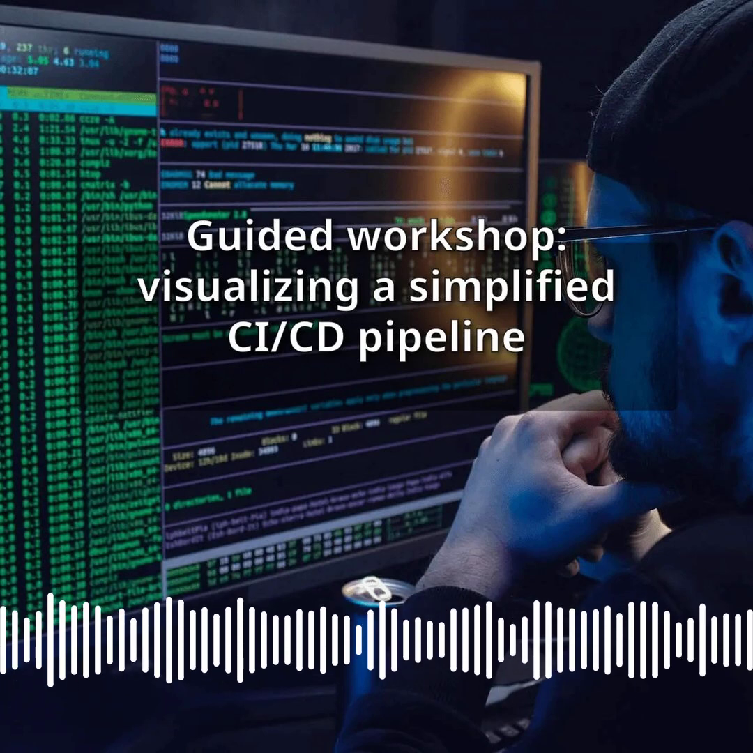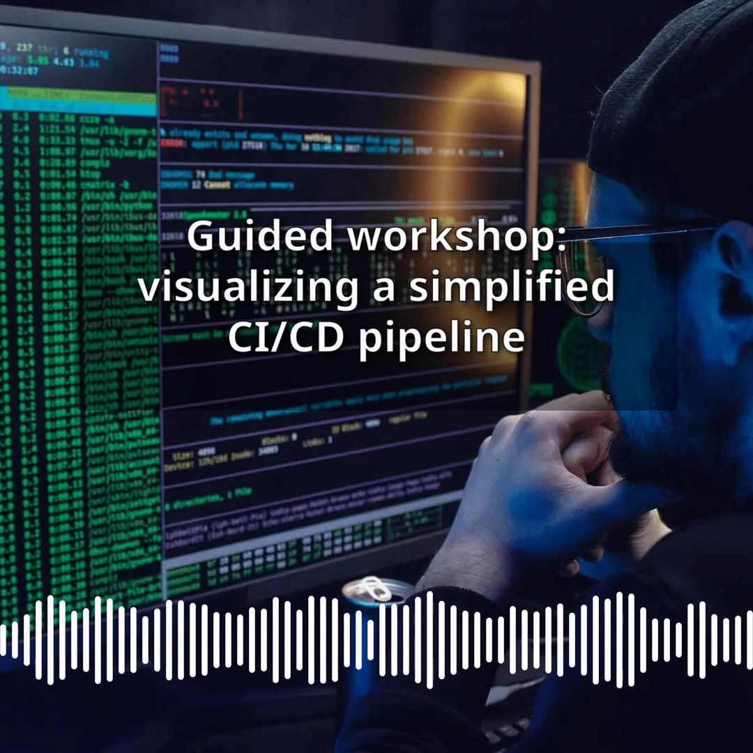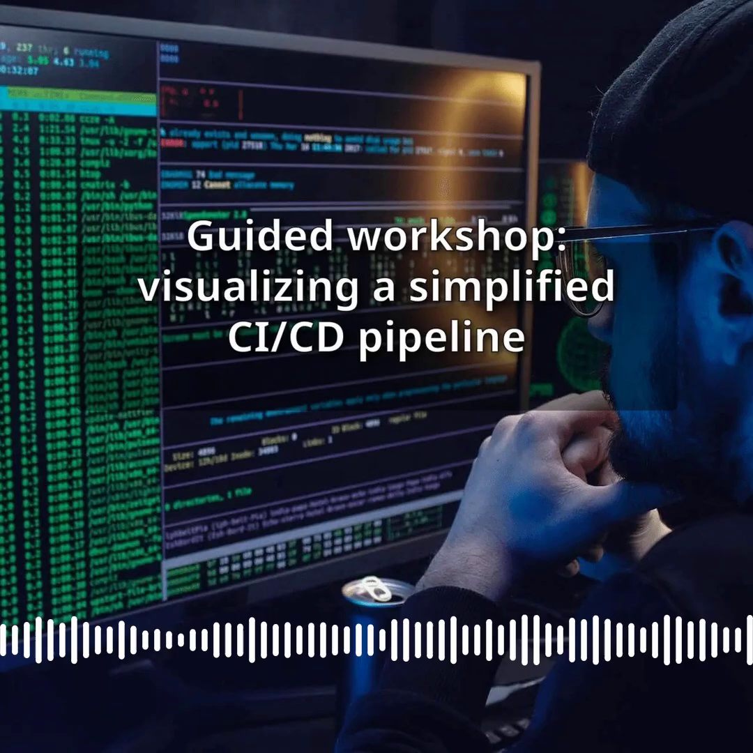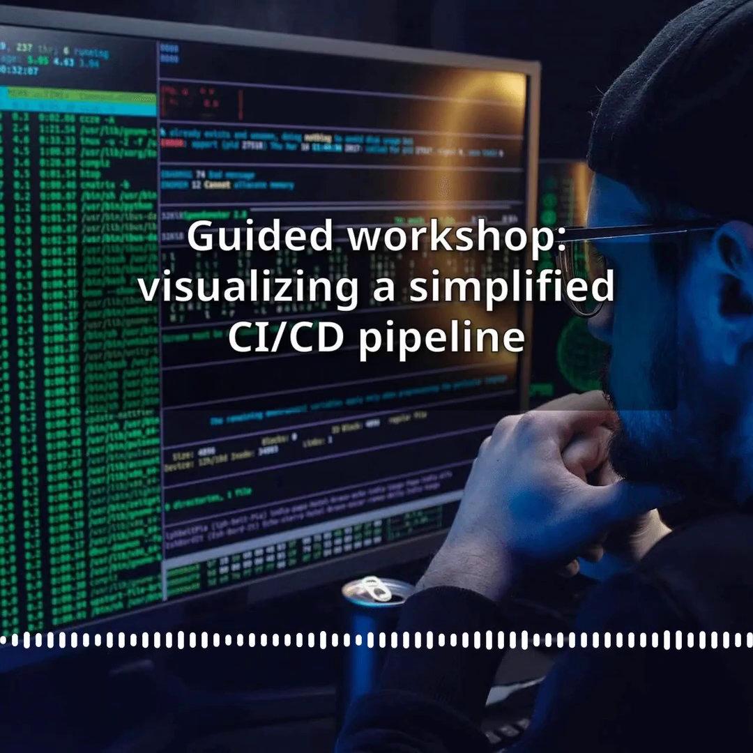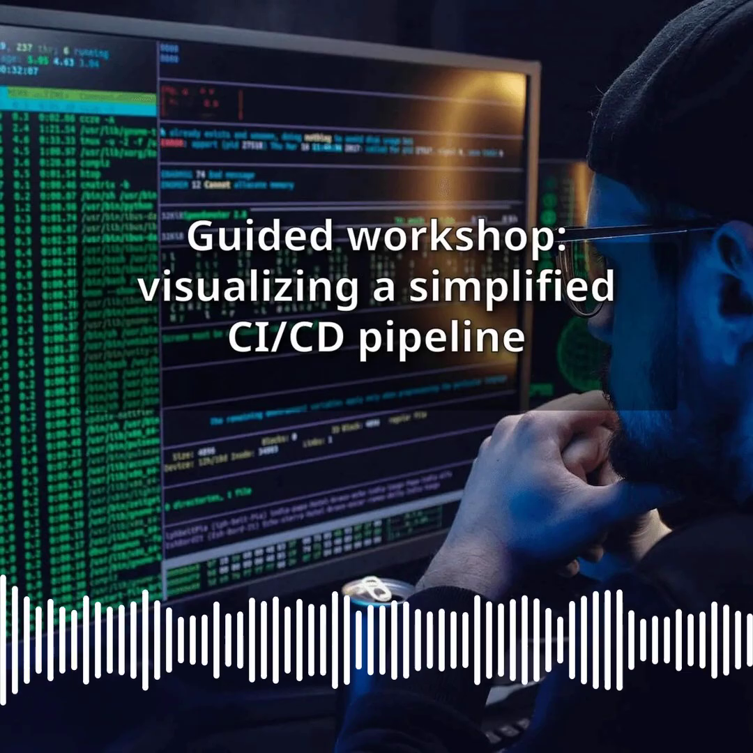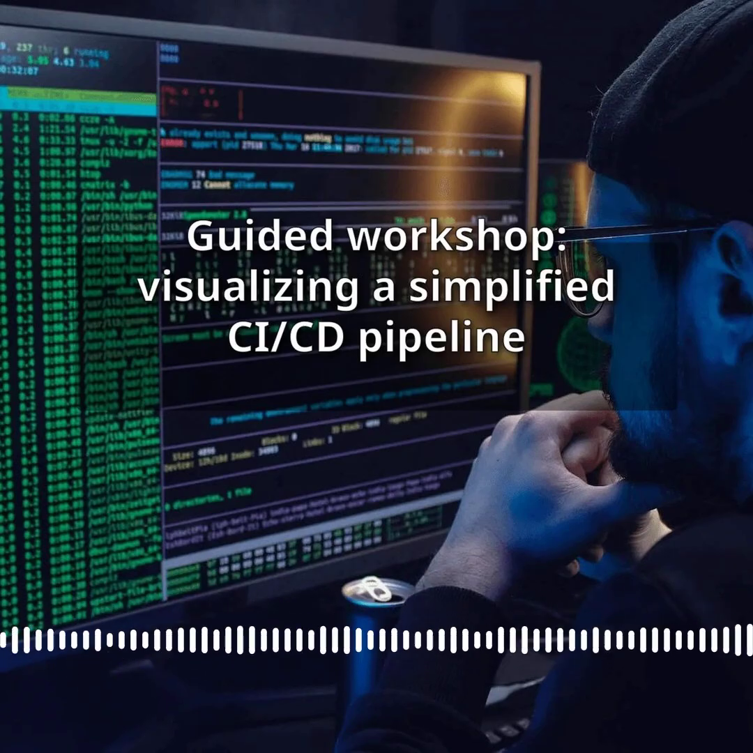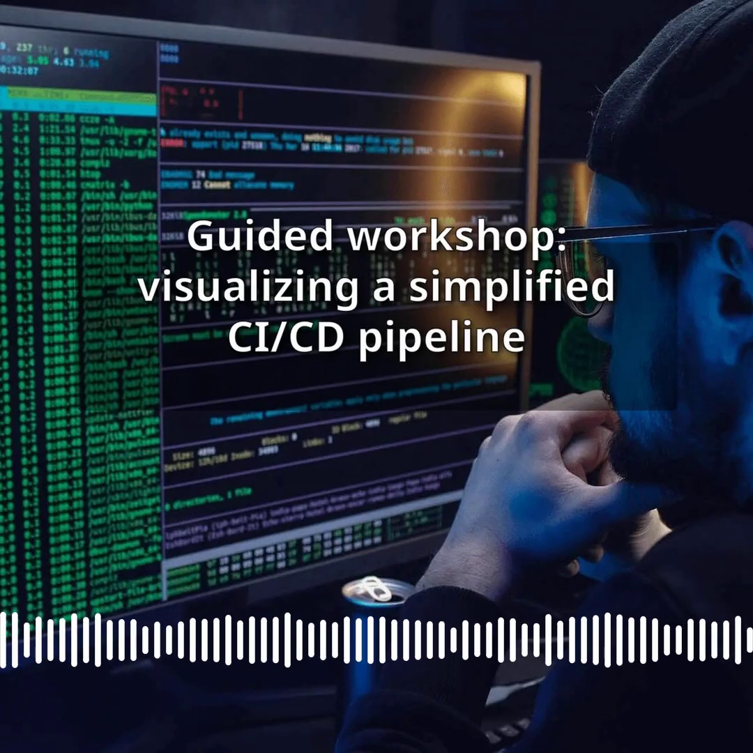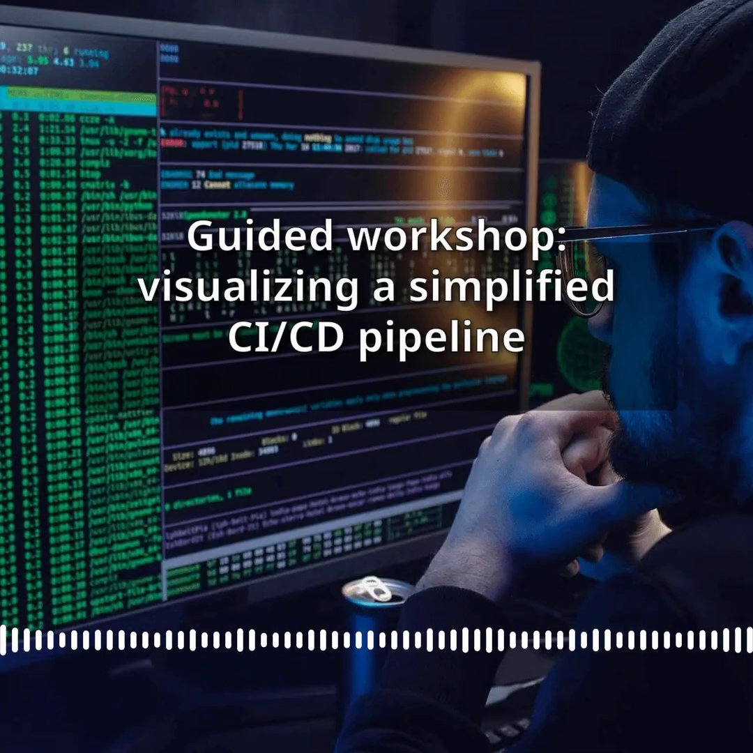Advice for overcoming difficulties. If you are unsure where to start, begin with the most obvious stages: code, build, test, deploy, and then ask yourself what is missing between each pair. If you struggle to place security checkpoints, revisit the definitions of SAST and DAST from your previous lessons. Their names tell you a lot: static versus dynamic, meaning before versus after the application runs.